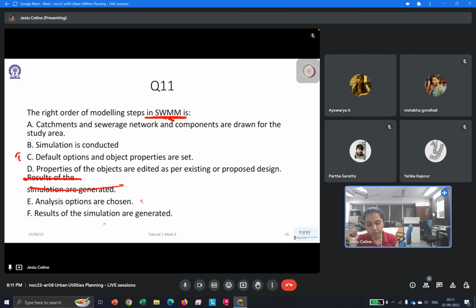Very good. So first you need to set the default options. Default options and object properties are set. So you're making the model, you're opening the model, you're getting the default options. Yes, very good. So what will 2 be?